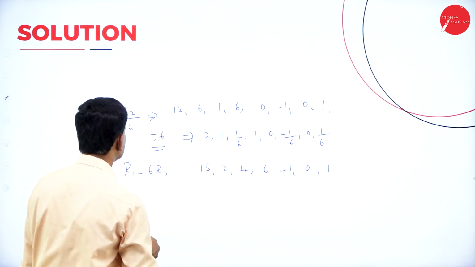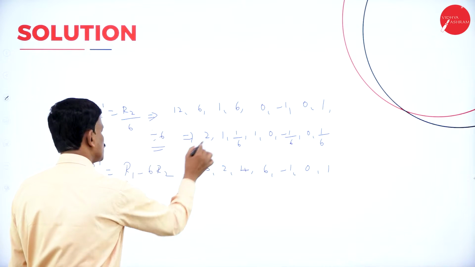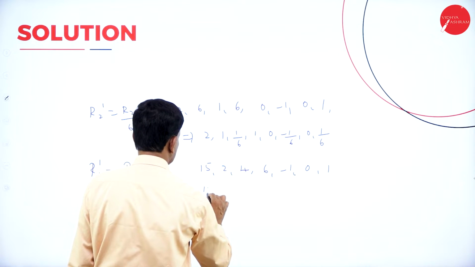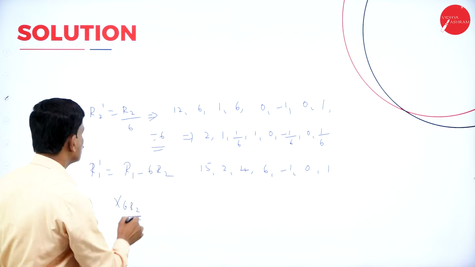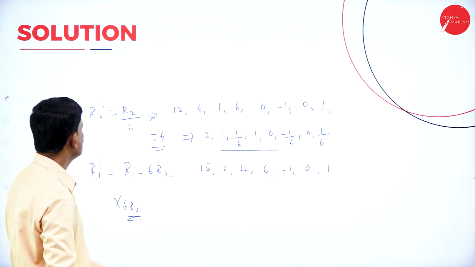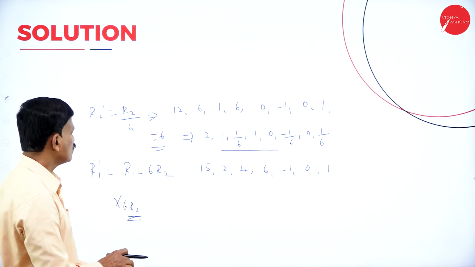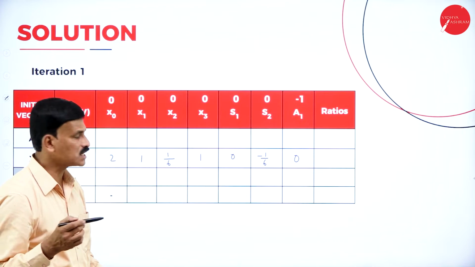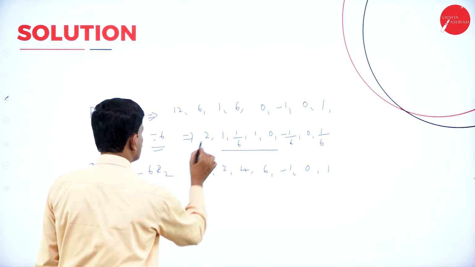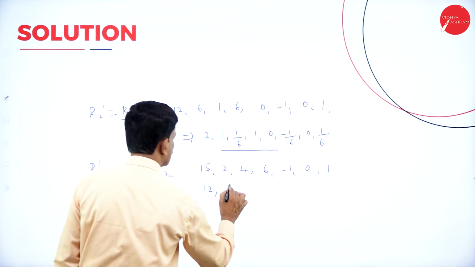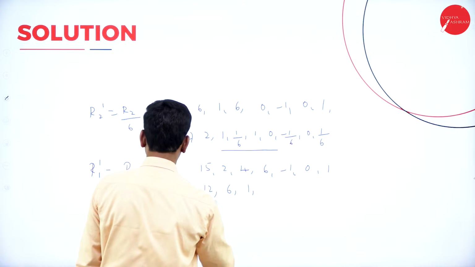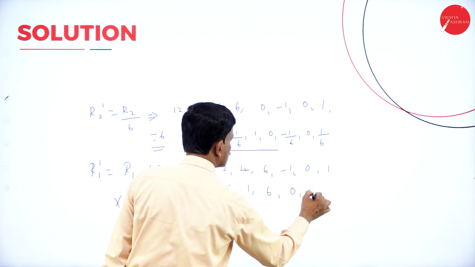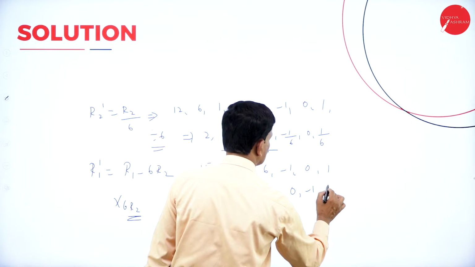Now, what are the elements of R2? Just multiply R2 by 6. R2 dash is 2, 1, 1 by 6 and so on. If you multiply these elements by 6, 6 2s are 12, 6 1s are 6, the 6 and 6 get cancelled giving 1, 1 into 6 is 6, 6 into 0 is 0, the 6 and 6 get cancelled giving minus 1, and 6 into 0 is 0.